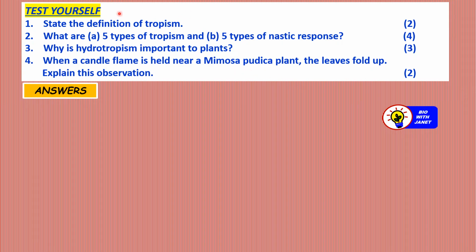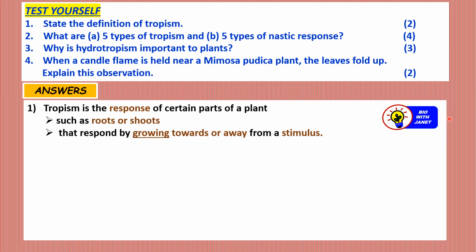Next, let us test ourselves. So very quickly, let's answer this question. The first question, state the definition of tropism. Okay, so 2 marks. Now, tropism is the response of certain parts of a plant, such as the roots or shoots, that respond by growing towards or away from the stimulus.